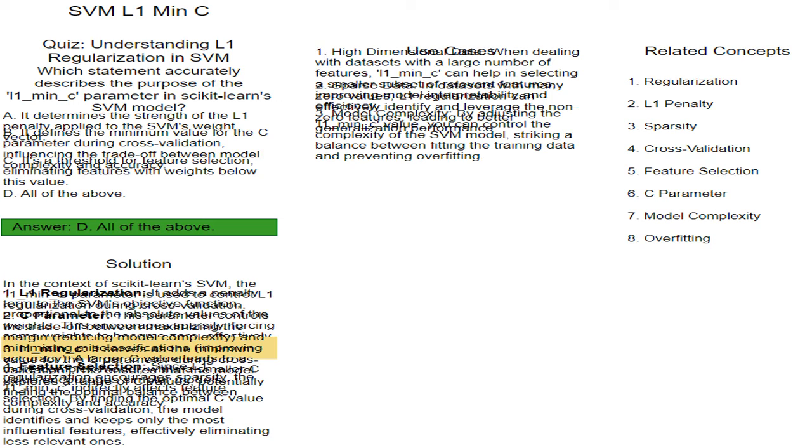A simple model with fewer parameters, lower complexity, might not be able to perfectly fit the training data, but it will generalize better to unseen data. A complex model with many parameters, higher complexity, might fit the training data perfectly, but it will likely overfit and perform poorly on unseen data.